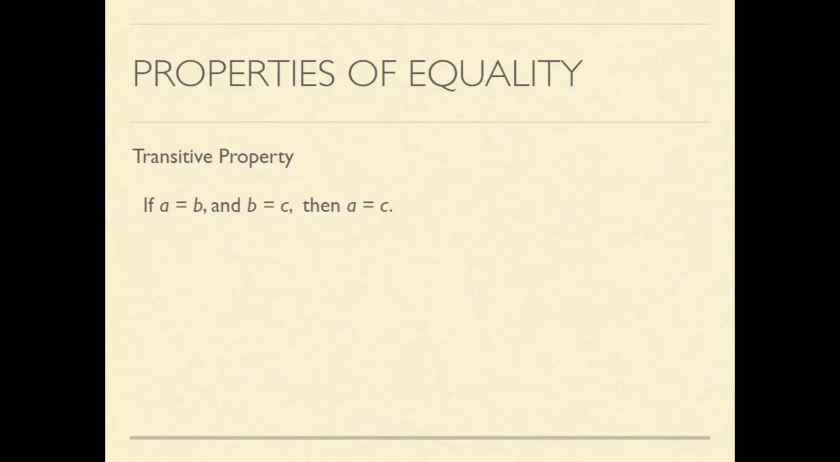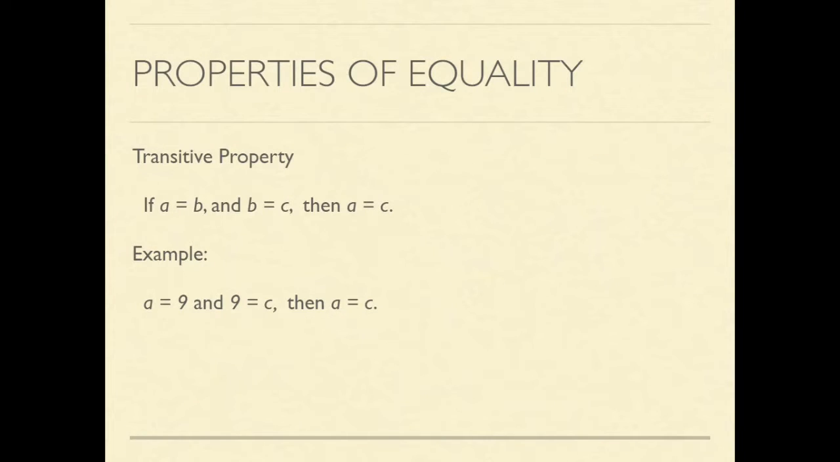I also have the transitive property. The transitive property states that if A is equal to B and B is equal to C, then A is equal to C. The example shows us that if A is equal to 9 and 9 is equal to C, then A is equal to C. The transitive property is an extended form of substitution.